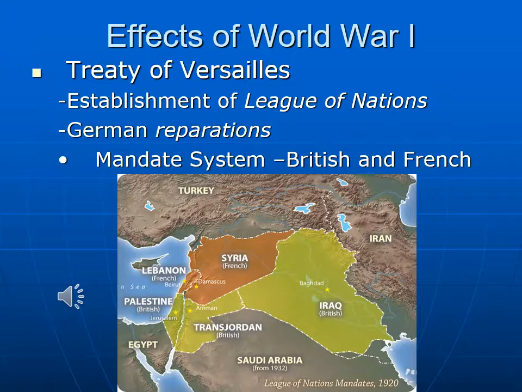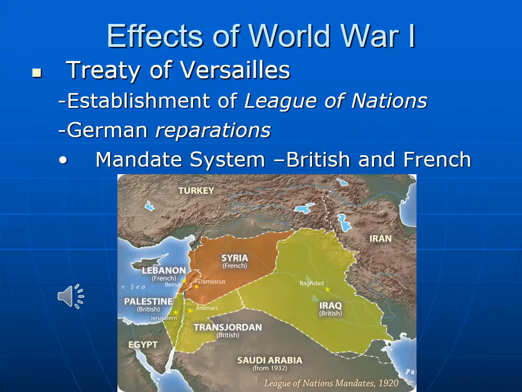Basically, they have to pay Britain, France, Italy, and the United States. Then you also have what's called the mandate system by the British and the French. And basically, the Ottoman Empire is broken up and given out.